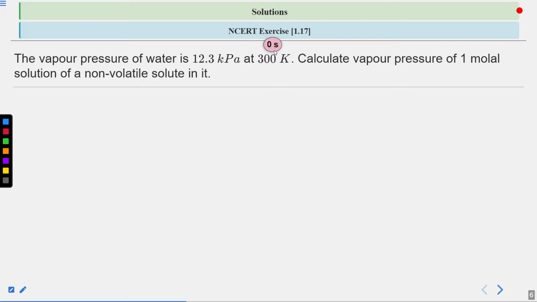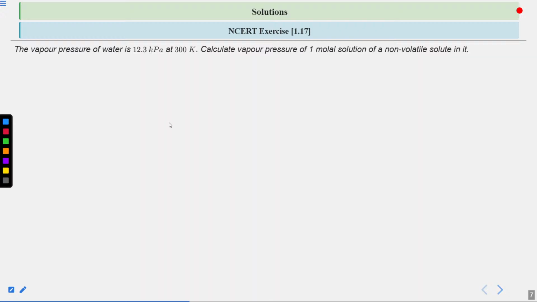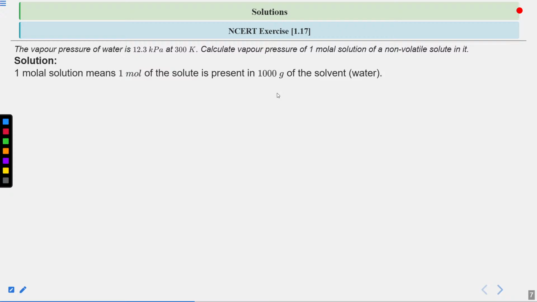Okay, let's see how we can solve it. Two things are given here which are important. First is the vapor pressure of water, and this vapor pressure is of pure water, and the molality of the solution. How will we do it? Before moving on to the answer, let us analyze what is given. It is given that a 1 molal solution is the concentration. Then it means that 1 mole of the solute is present in 1000 gram of the solvent. So it's a very simple thing to derive from the given value of molality.